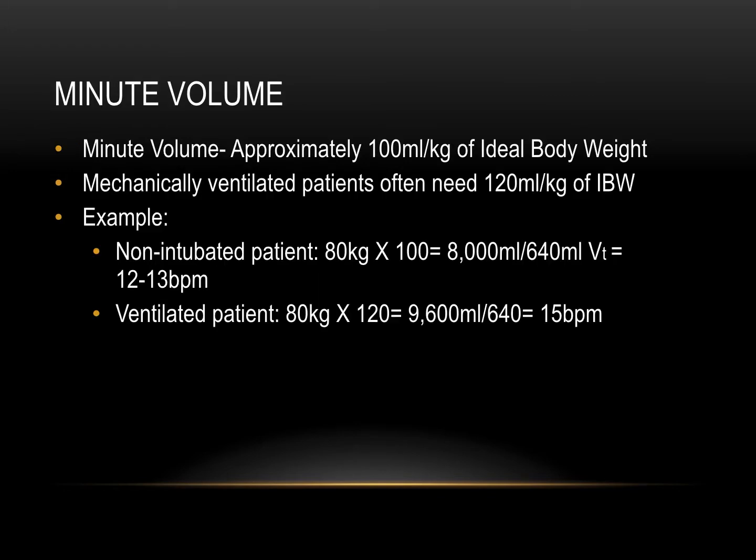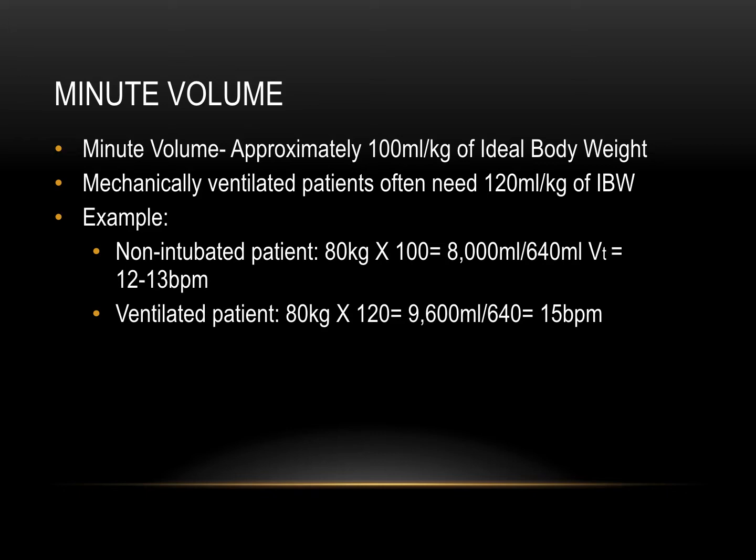Minute volume, the amount of air that we move over the course of a minute. Minute volume is about 100 mils per kilogram of ideal body weight for most people. But with mechanically ventilated patients, we often need a little bit more to overcome the dead space in the vent circuit. So we're going to use about 120 mils per kilogram of ideal body weight. So I've got a little example down here.